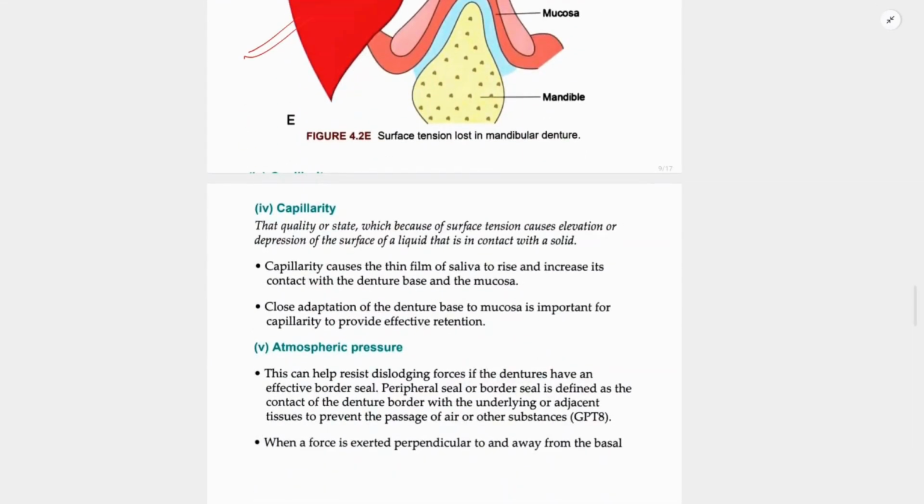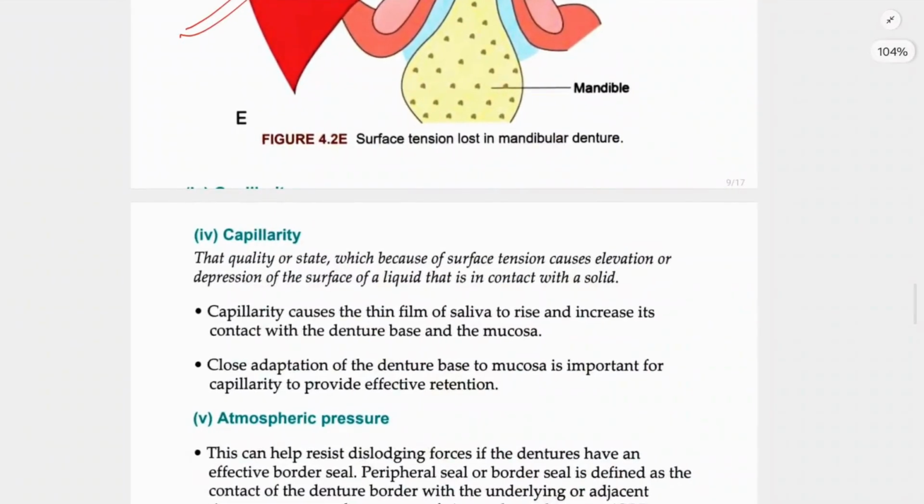Next comes the capillarity, that quality or state which because of surface tension causes elevation or depression of the surface of a liquid that is in contact with the solid. So definition once again very important. Capillarity causes the thin film of saliva to rise and increase its contact with the denture base and mucosa. Close adaptation of the denture base to the mucosa is important for capillarity to provide effective retention.